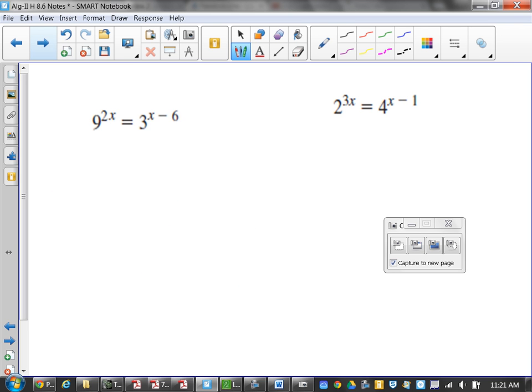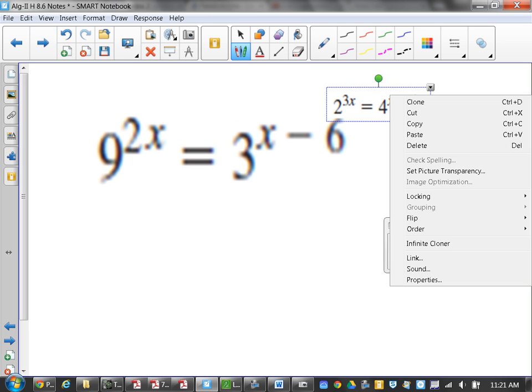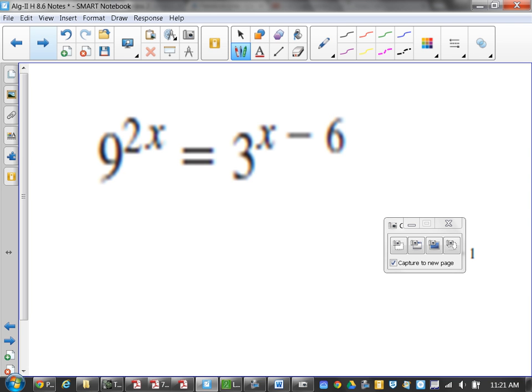Same idea. 9 to the 2x equals 3 to the x minus 6. So you always have to multiply your exponents, so that you get 9 as 3 squared, you have to multiply the exponent. All you have to do is get a common base. Once you get the common base, your exponents are able to fall because the exponents have to be equal to each other because you can log base 3 on each side in this case.